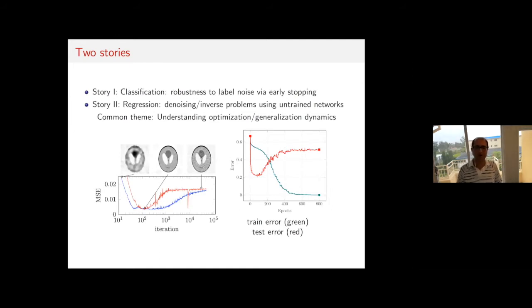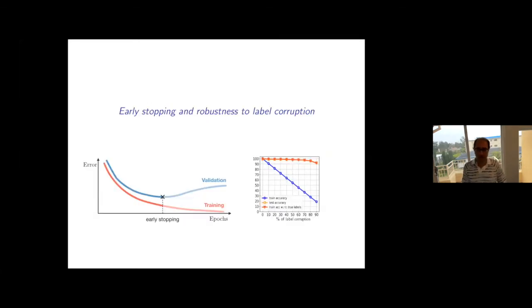And here the common theme that connects these two things is that it's really important to understand the optimization and generalization not just at the endpoints but really the dynamics of it. So that's going to be basically our focus: to see how the generalization error and also the optimization error change across time. So the time component is really important here. And so that's the common theme. So let's go to the first set of experiments and try to explain that.